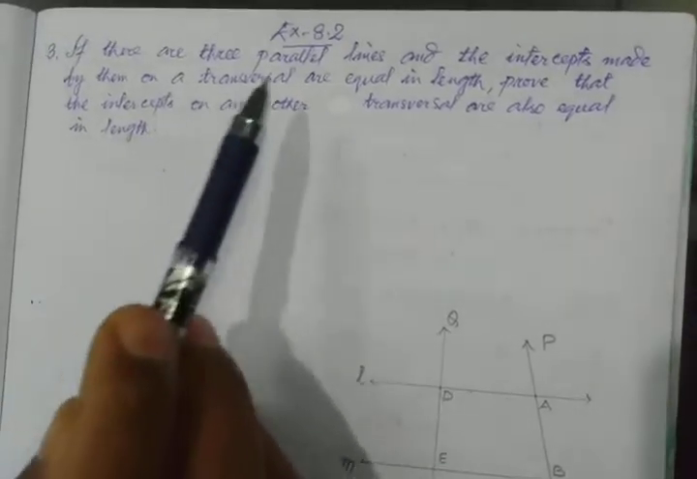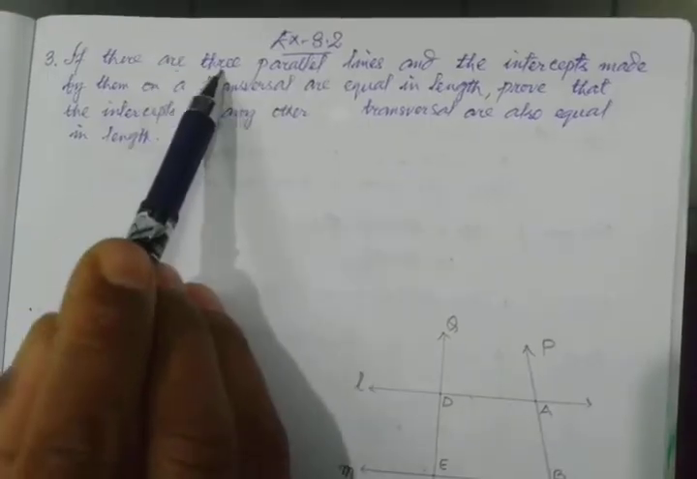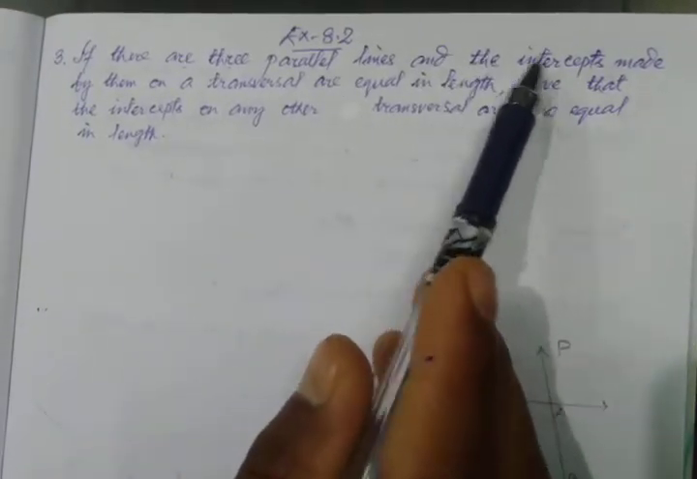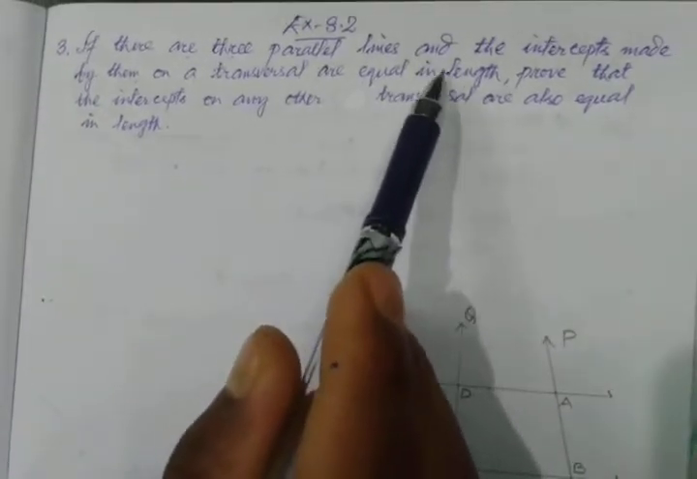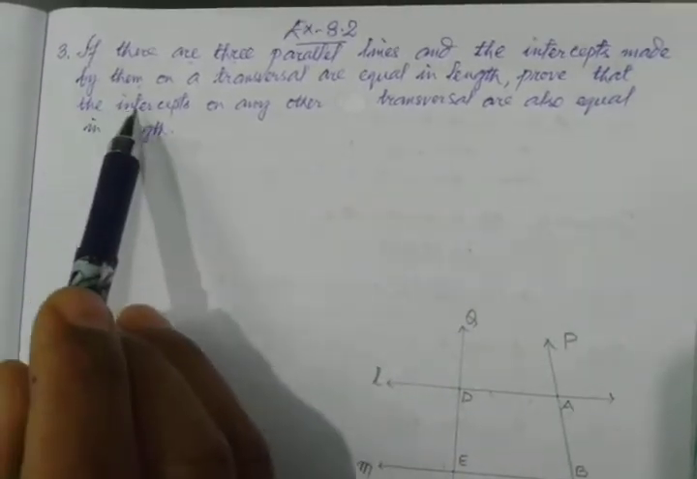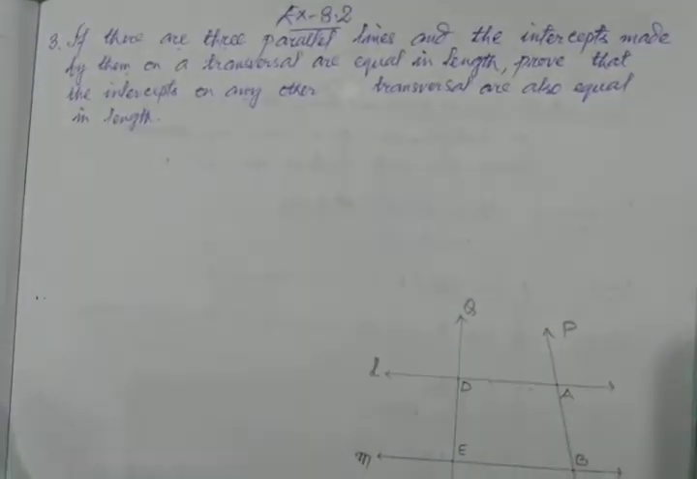Okay, exercise 8.2, question number 3. If there are three parallel lines and the intercepts made by them on a transversal are equal in length, prove that the intercepts on any other transversal are also equal in length.